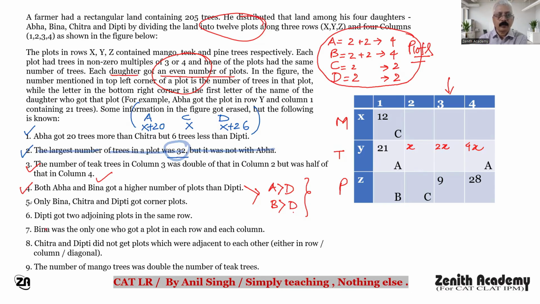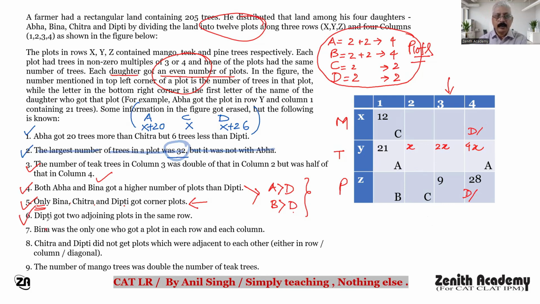Now point 5. Only Bina, Chitra and Deepti got corner plots. Only, means Abha is not at a corner plot. So Bina, Chitra and Deepti: Chitra is here, corner plot. Bina corner plot. Deepti could be here or here.